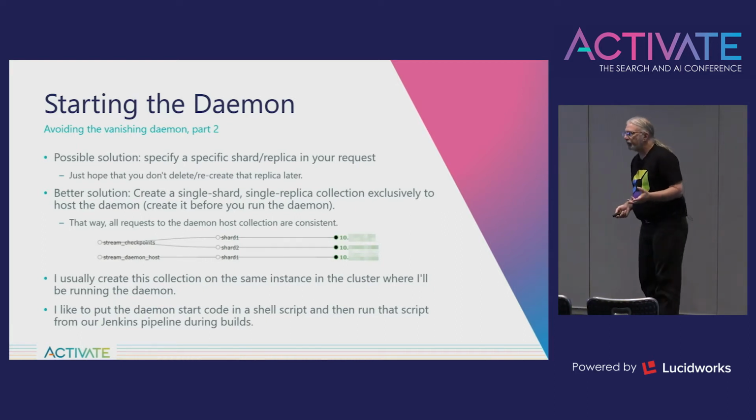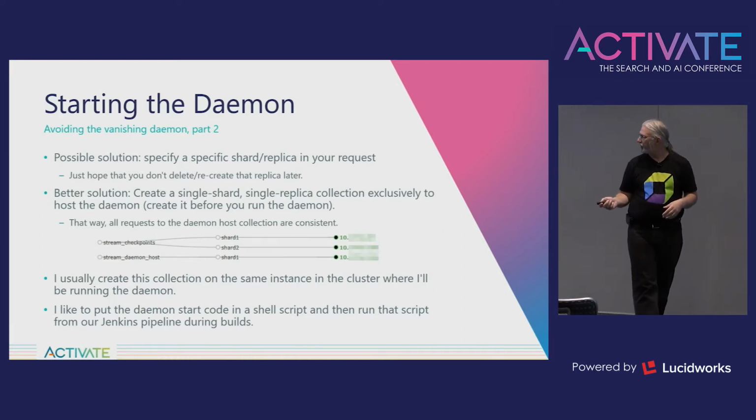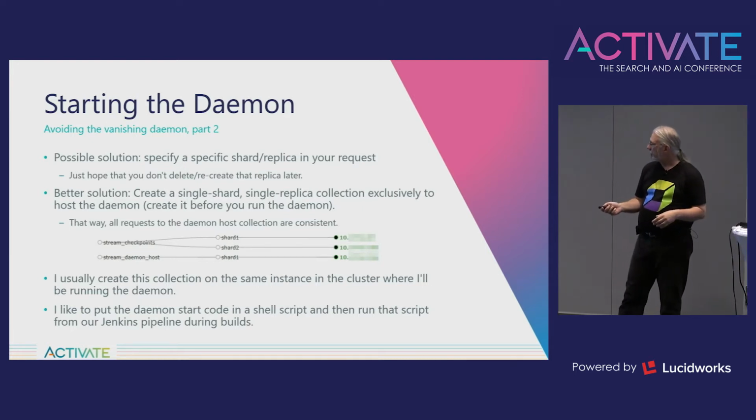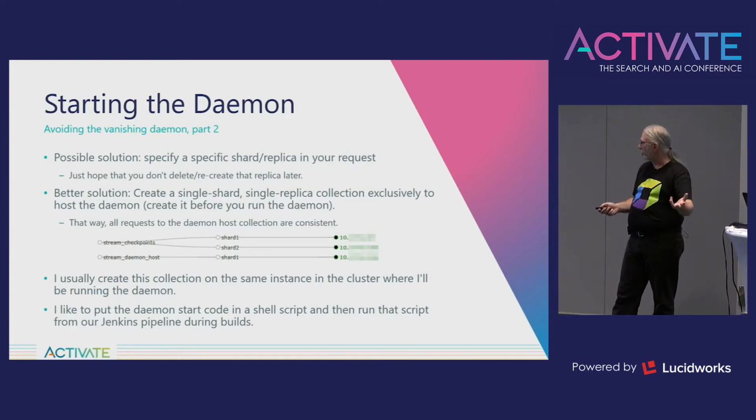So I usually curate this collection on the same instance as the instance in the cluster where I'm going to be actually running the daemon, and I put this curl command into a shell script so I can run it from my Jenkins pipeline.